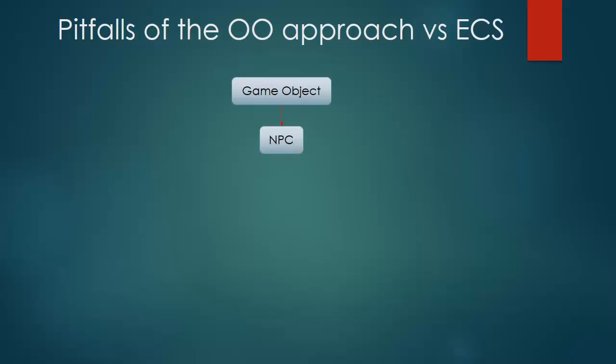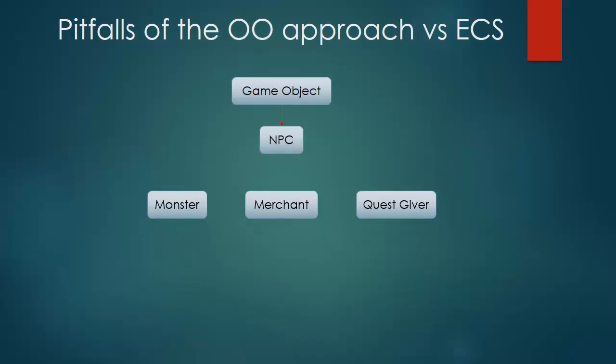So next, say we want to add a monster, a merchant, and a quest giver. Those are all different types of NPCs. So what do we do? We use our hierarchy, and we make each one inherit from NPC. So NPC goes down into each one. And whatever we've got in NPC, say its position, its velocity, all those sorts of things, they're all tied up in what an NPC is.